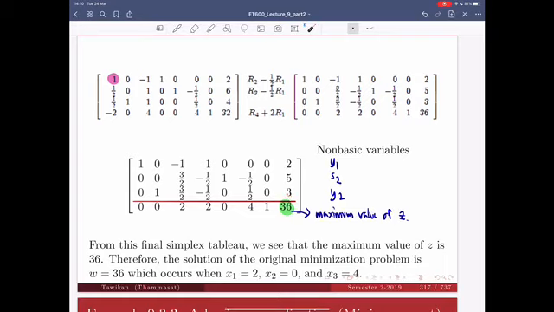We can also read the answer or the minimum value of w from this final table. So we say that 36 is also the minimum value of w, and that minimum occurs when x1 is 2, x2 is 0, and x3 is 4. Okay, so the minimum value of W occurs when x1 is 2, x2 is 0, and x3 is 4.